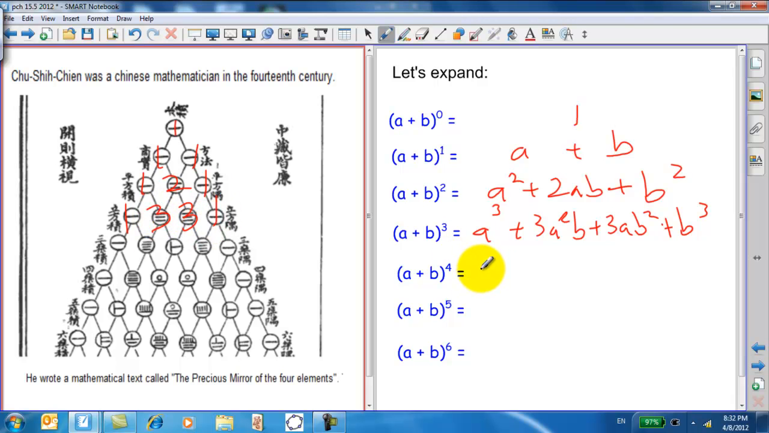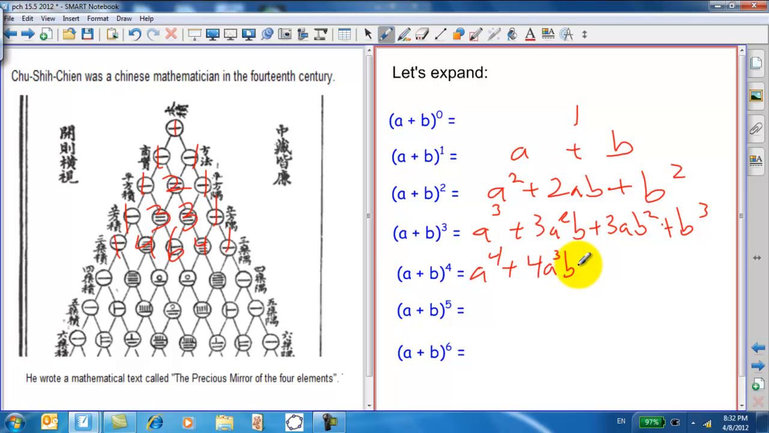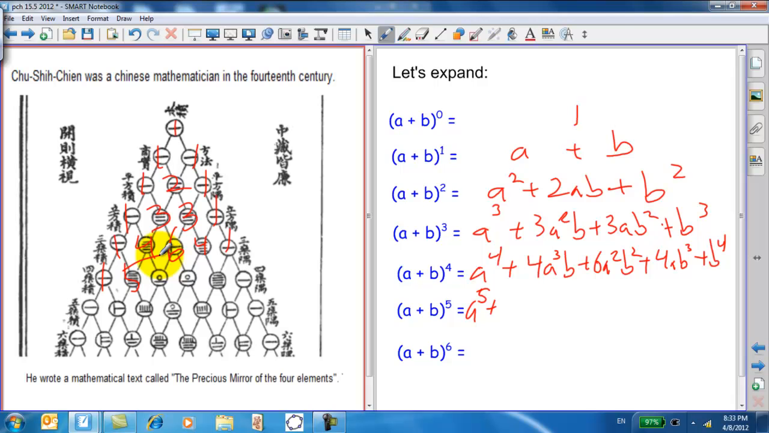Now for the next one, a to the fourth plus 4, notice the pattern there, 4, 1, 4, we got 4, 1 here, and this is a 6, because the vertical line is a 5, and then you add 1 to that. a to the fourth + 4a cubed b + 6a squared b squared + 4ab cubed + b to the fourth. Okay, next row, a to the fifth, 1, plus 5. 1, 2, 3, 4, 5. They snuck 5 into there. Okay. 5, a to the fourth, b.